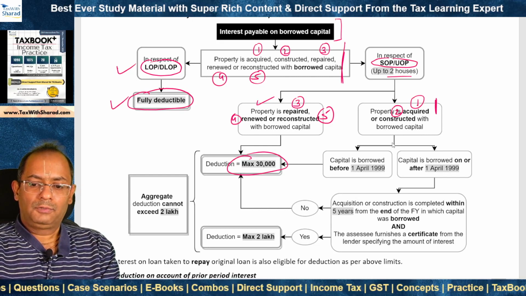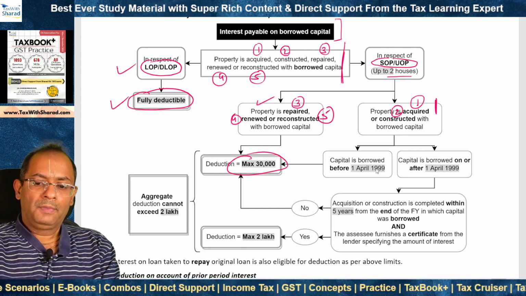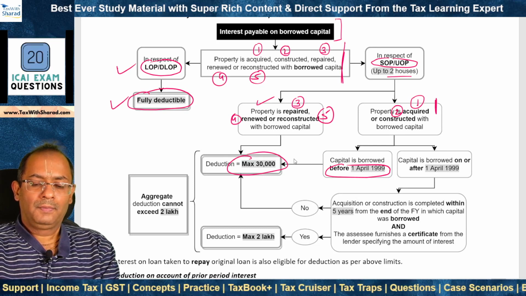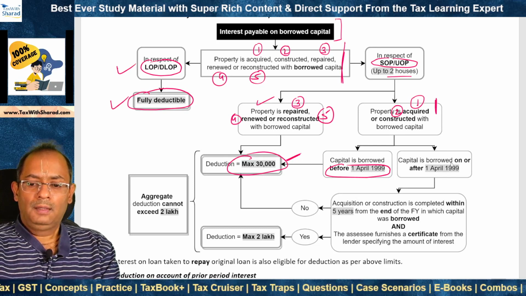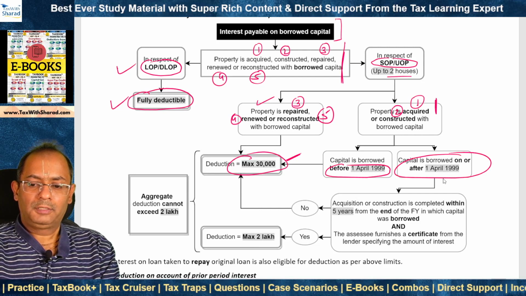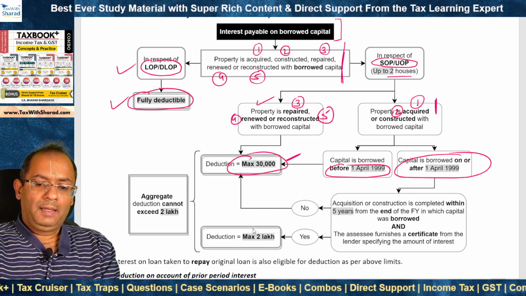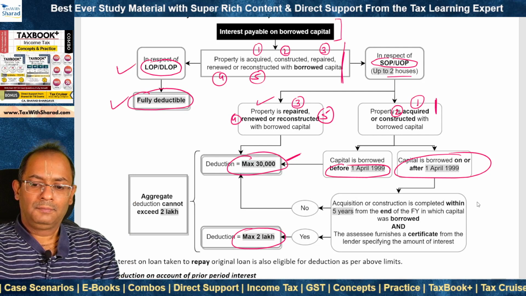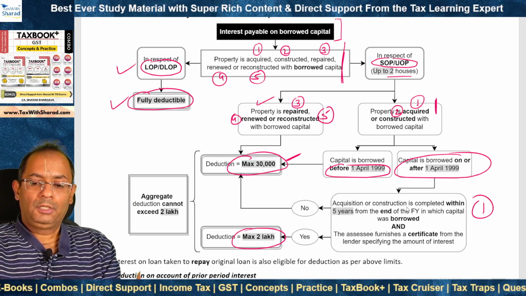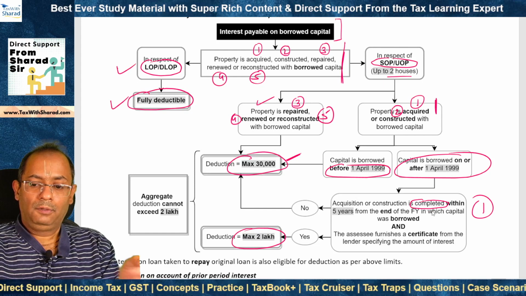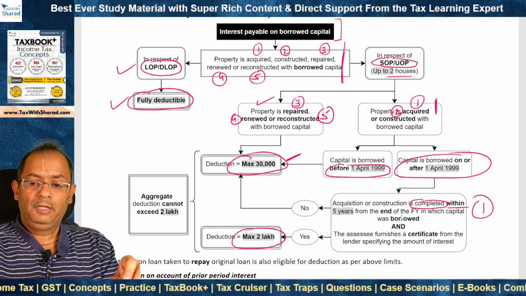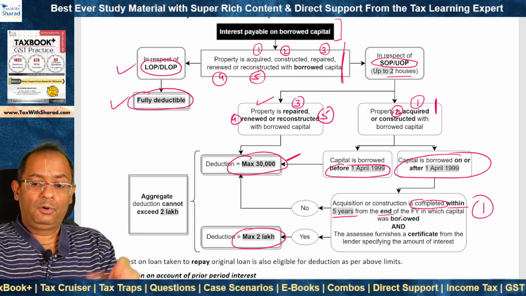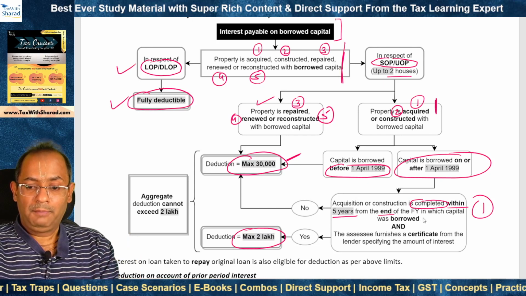In the case of acquisition or construction, it depends on when is the capital borrowed. If the capital was borrowed before 1st April 1999, then the deduction is limited to 30,000. But if the capital is borrowed on or after 1st April 1999, then an enhanced deduction limit of 2 lakh is available, but only if 2 conditions are satisfied. The first condition is that the acquisition or construction of the property should be completed, not started, completed within what? Within 5 years from not the date on which the capital was borrowed, but from the end of the financial year in which capital was borrowed.